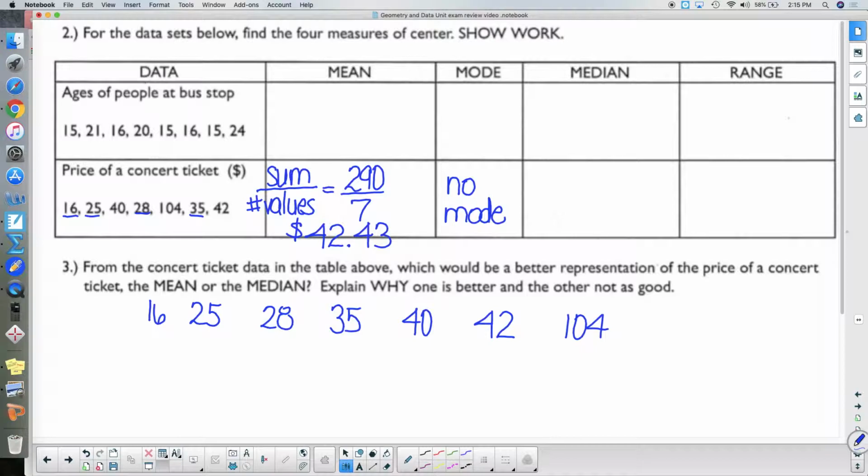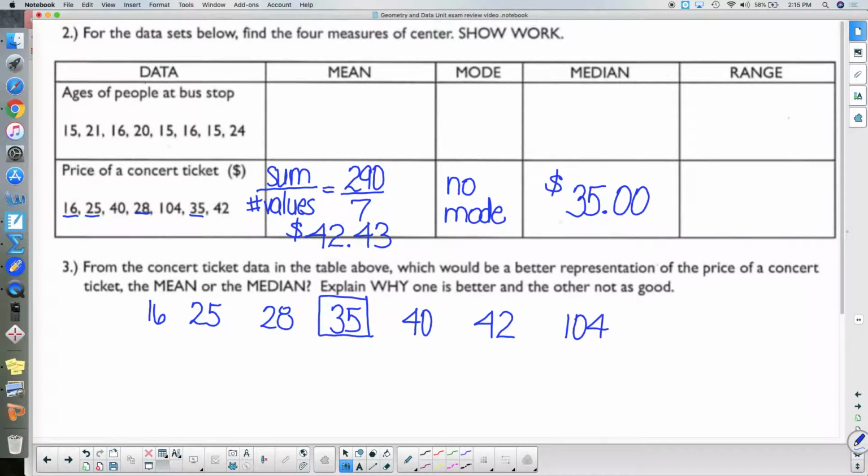So therefore, I'm going to count in from each end. 16 and 104 are my 2 ends, and I'm going to work my way in. And since there's only one number in the middle, then that number in the middle, with half of them above and half of them below, is our median. So $35 is the median ticket price, meaning half the tickets are above that, half the tickets are below that.